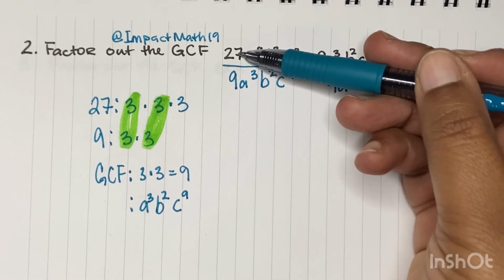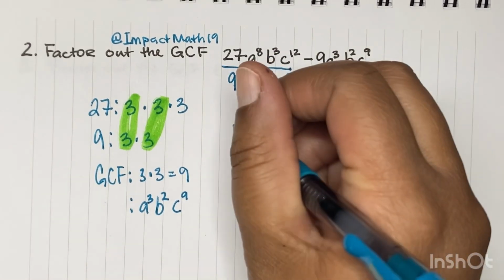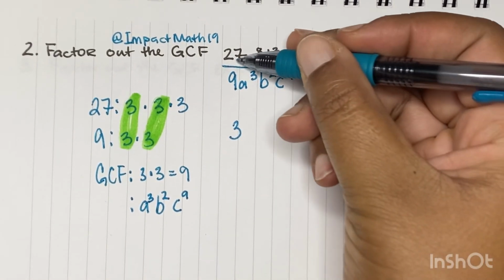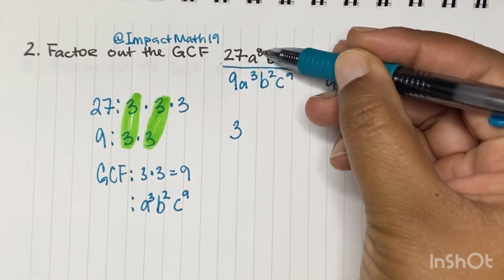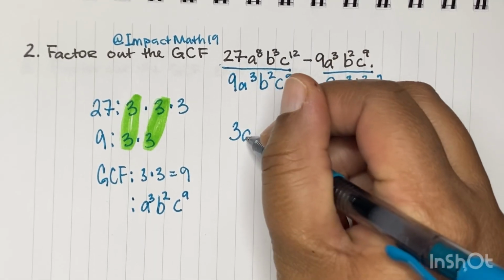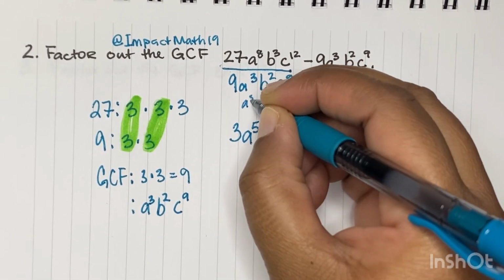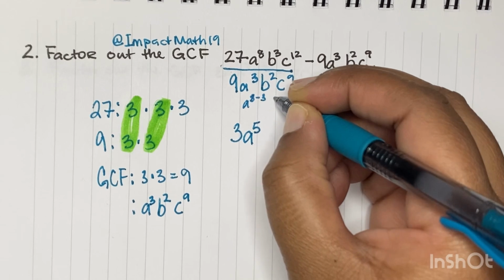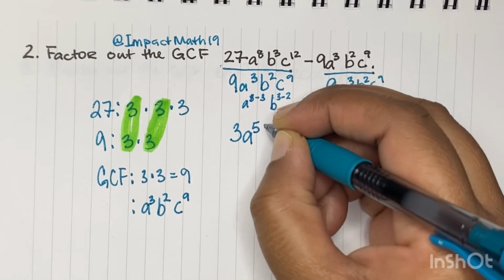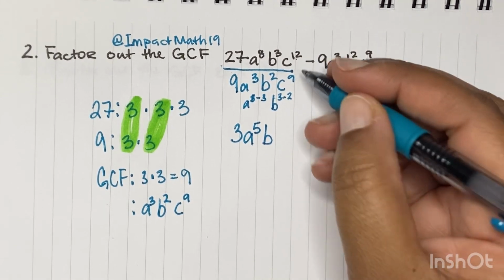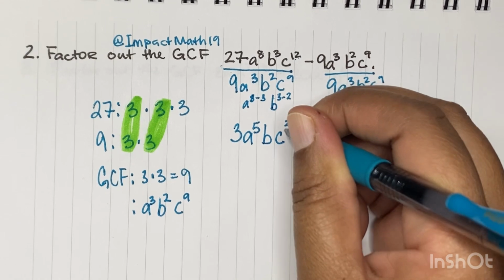So we get 27 divided by 9 gets us 3. Remember, whenever you divide variables, you subtract their exponents. So 8 minus 3 is going to give us a to the 5th power, because here, I'll put it here, we're doing 8 minus 3. B, we're doing 3 minus 2, which will just leave us with 1b. And then 12 minus 9 is going to be c to the 3rd power.